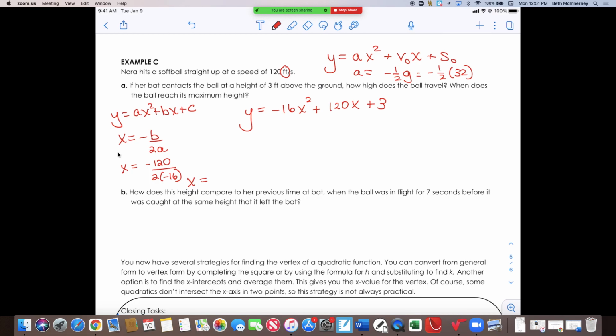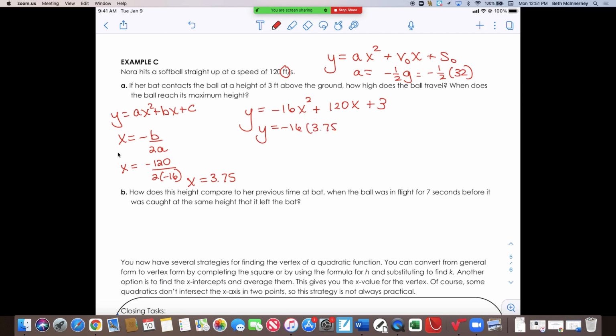Who has it? What is that? It definitely can't be bigger than 120, right? Make sure you've entered it correctly. You want to take 120 divided by 32. Yeah, I got 3.75. So that is the x coordinate.